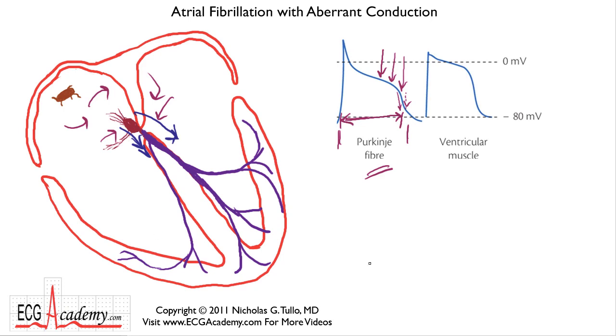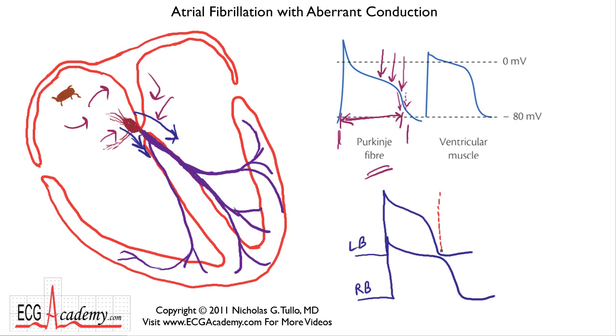But remember in my discussion of IVCDs that what sometimes happens is the left bundle branch may have a slightly shorter refractory period than the right bundle branch. If this is the left bundle and this is the right bundle, then what can sometimes happen is the AV node may let a beat down right at this moment, and it reaches the left bundle, which is able to conduct the signal, but the right bundle is going to be refractory and will fail to conduct the signal.